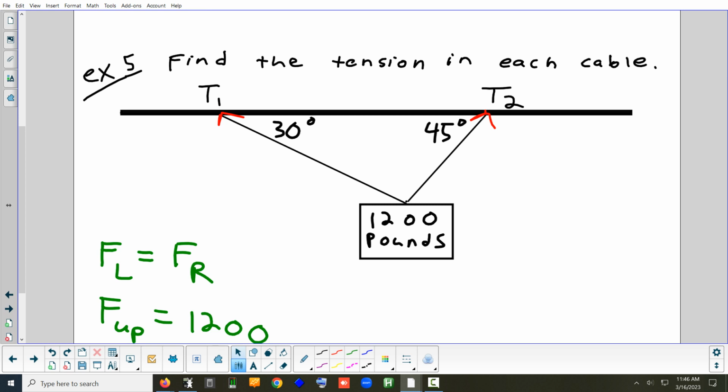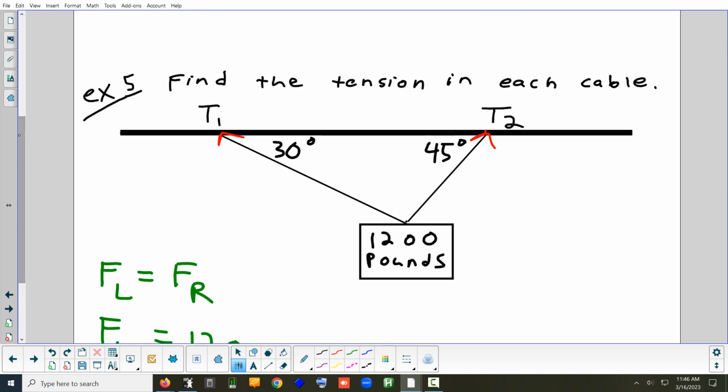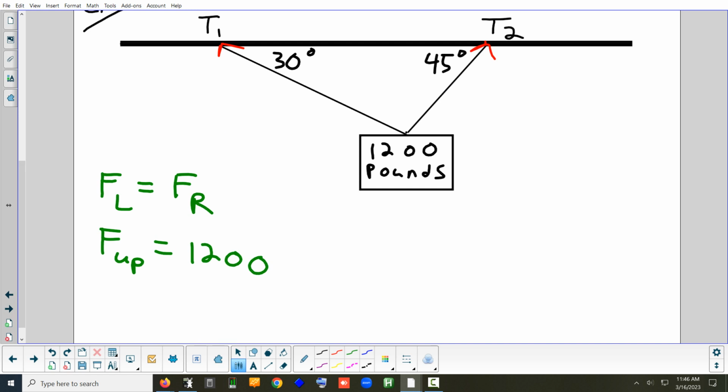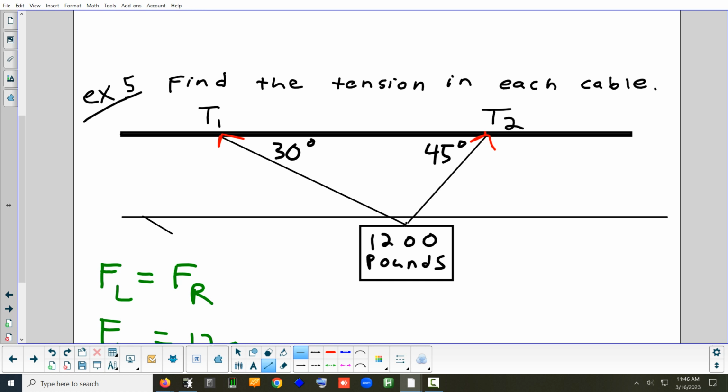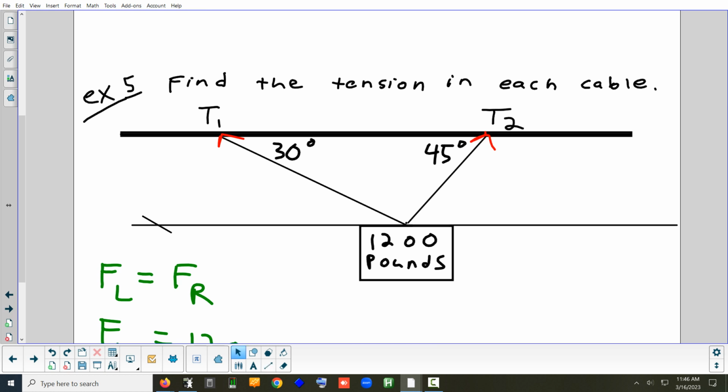Now what we want to do is think about breaking these vectors down into their components. Because I need to think about it not as pulling like northwest and northeast. I need to think about it as left and right and up and down. So I'm going to break these vectors up. The way we're going to do that is we're going to put in a horizontal, just like that. And then we're going to draw 2 verticals, just like that. So that's a 90, that's a 90.